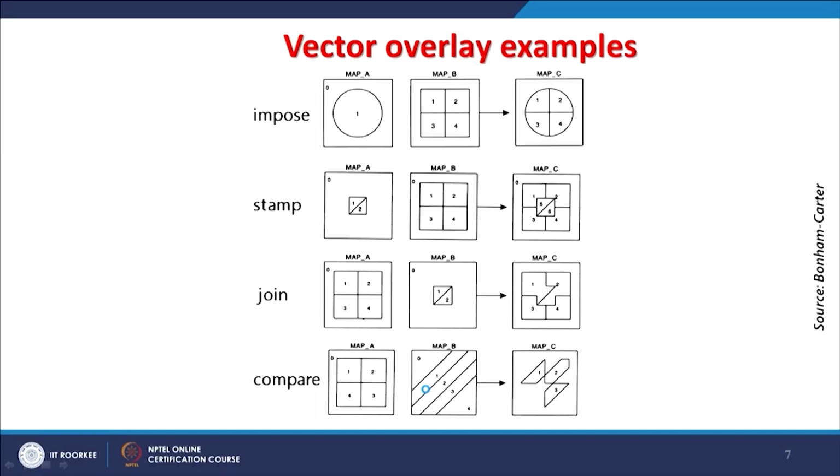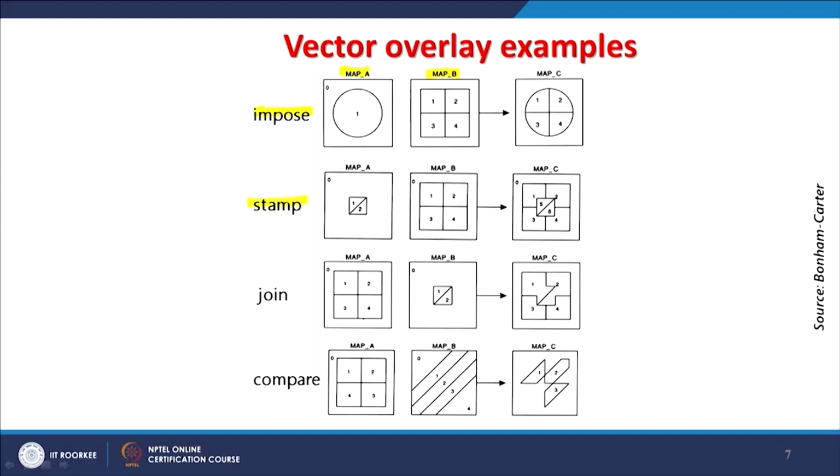Similarly, in vector overlay operations, a lot of possibilities are there. One possibility is the impose, which is basically intersecting. So, with impose, map A is here, map B is here, and the output I am getting is like this.